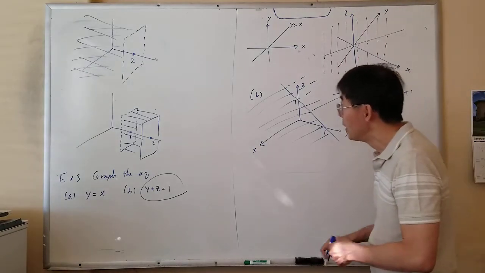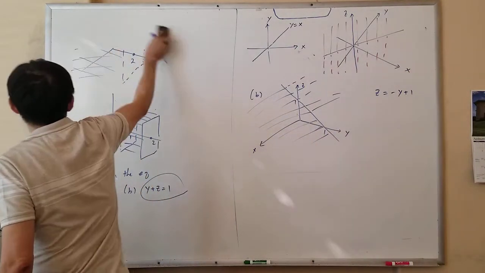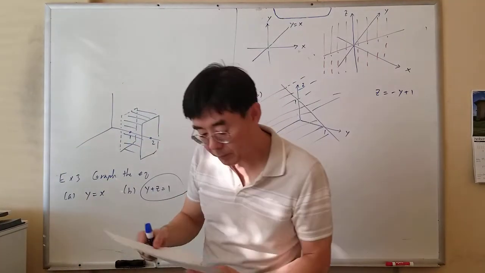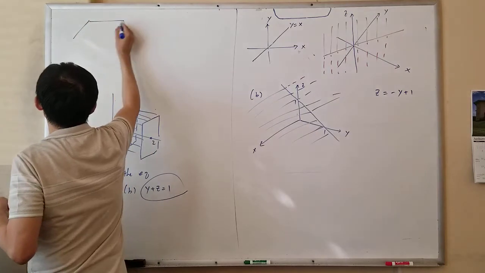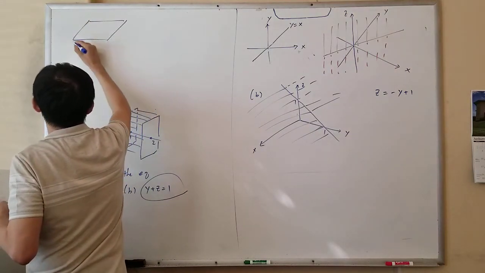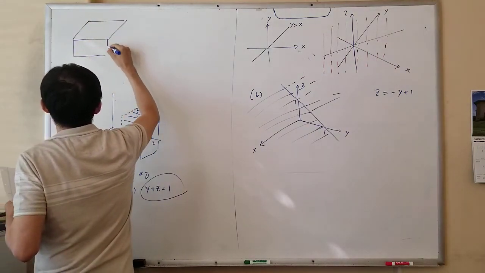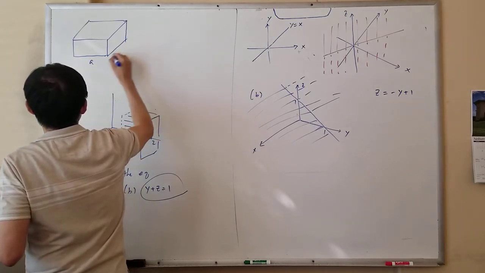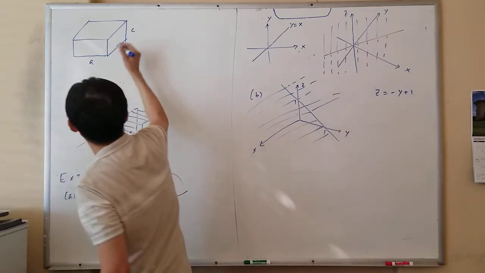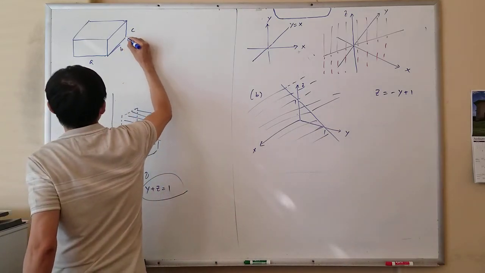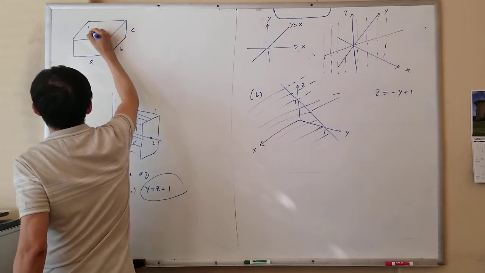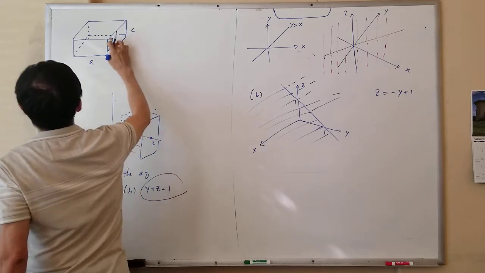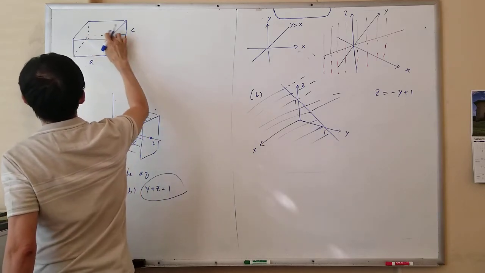Now, the next one is that you learn that when you have a rectangular box, okay, A, B, and C. And then it's hard to see. Sorry.